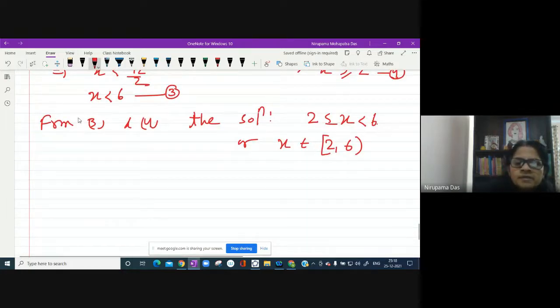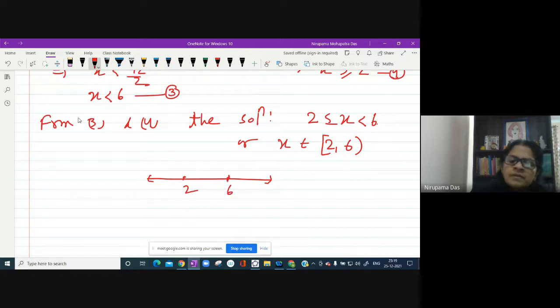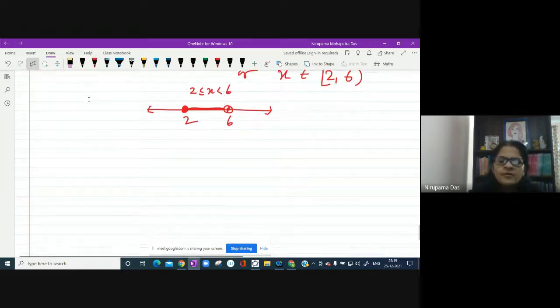Now express this on the number line. We can write here 2, 6. Now 2 closed means a dark circle. 6 open means a blank circle. And in between, make the line bold. Okay, so 2 less than or equal to x less than 6. So that's all for today's class.